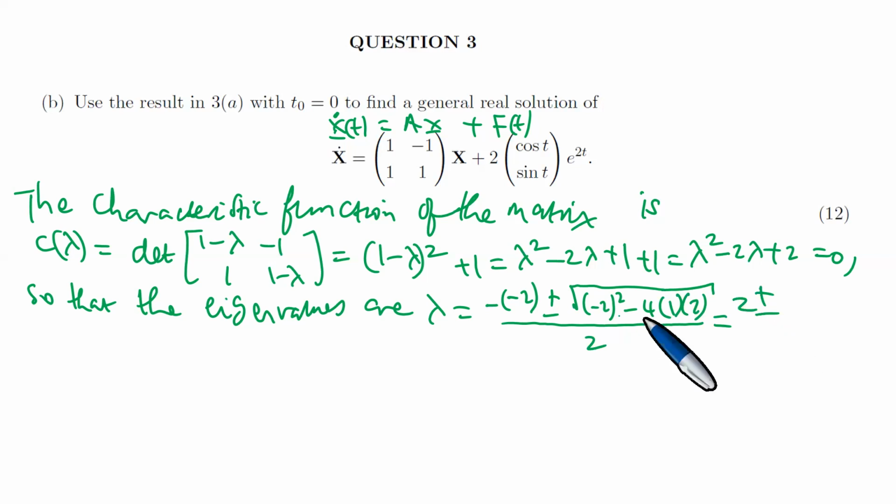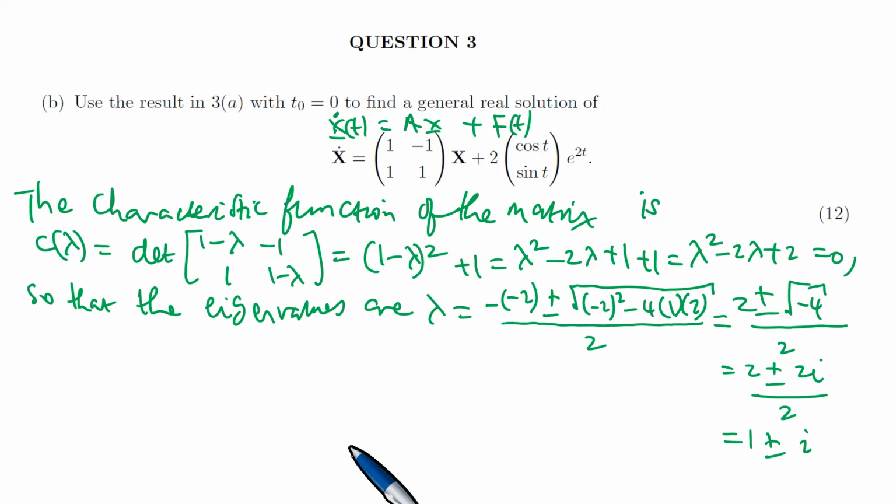Right. So what do we get here? This is 4 minus 8, which is minus 4. Can just write that step over 2. Just write some trivial step. The square root of that is 4i over 2, so 1 plus or minus i. These are the eigenvalues of the matrix.